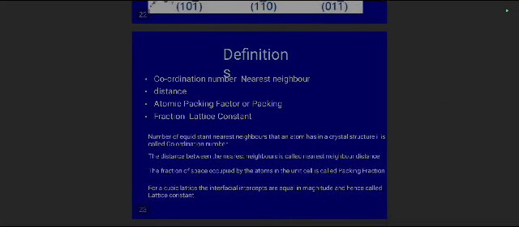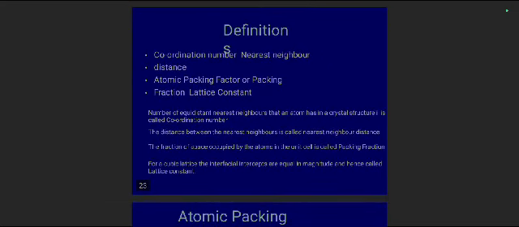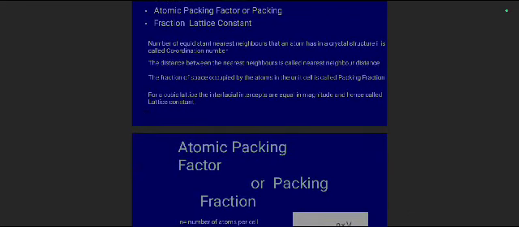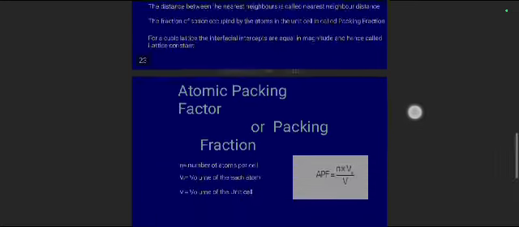Definitions: coordination number, nearest neighbor distance, atomic packing factor or packing fraction, lattice constant. The number of equidistant nearest neighbors that an atom has in a crystal structure is called coordination number. The distance between the nearest neighbors is called nearest neighbor distance. The fraction of space occupied by the atoms in the unit cell is called packing fraction. For a cubic lattice, the intercepts are equal in magnitude and hence called lattice constant.